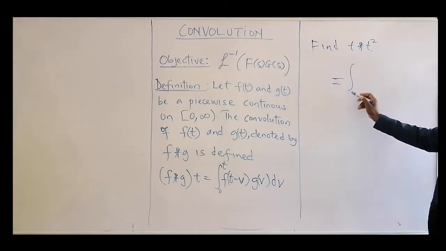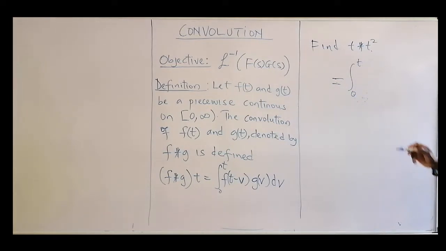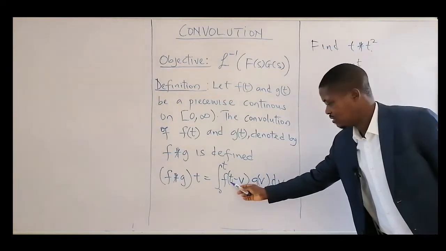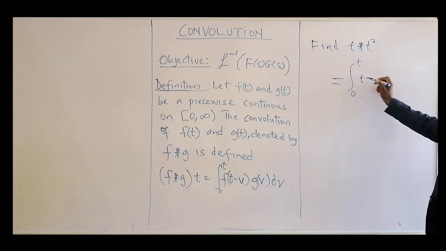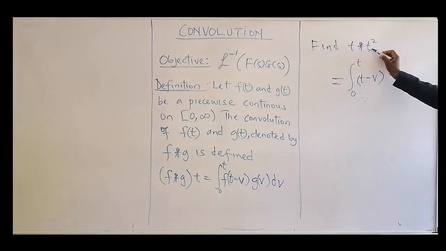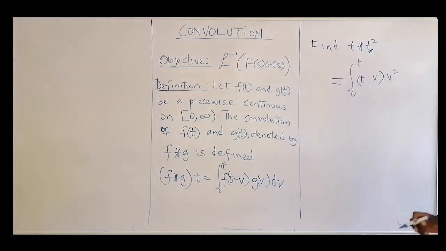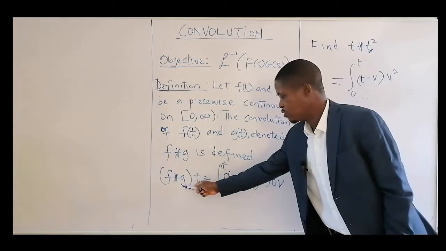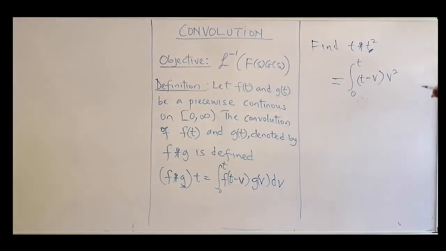If you want to solve that, it's very simple. Just apply your formula from 0 to t. From the formula, this is your f, so you are substituting t minus v for t. Then the other function is t squared, so you substitute v for t, and that will be v squared. That's why I said g of v. So whatever your second function is, you are plugging v into that function.